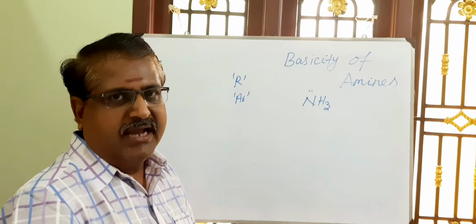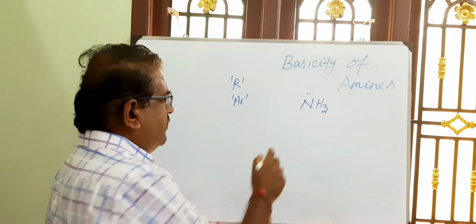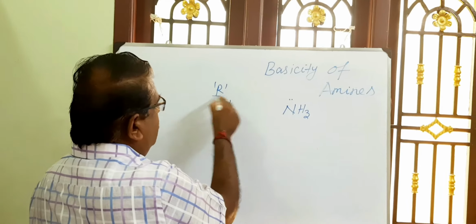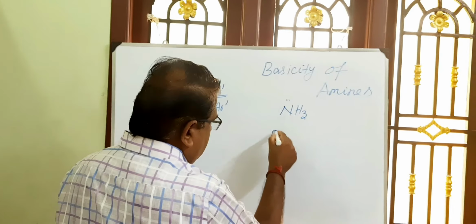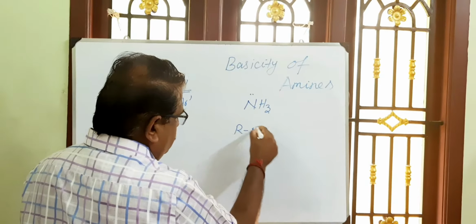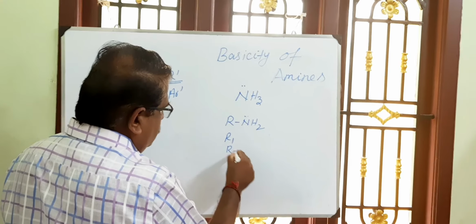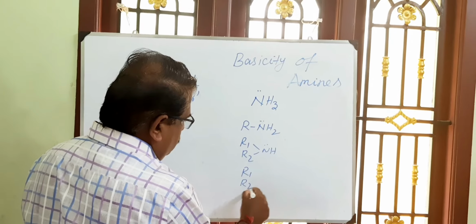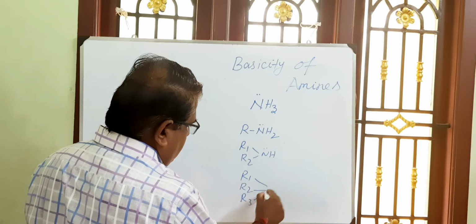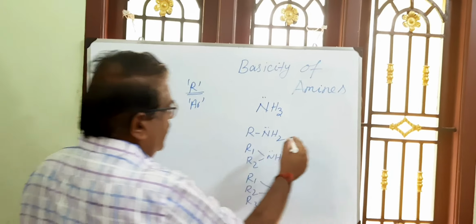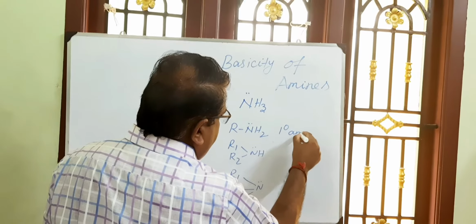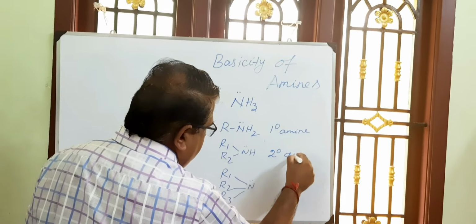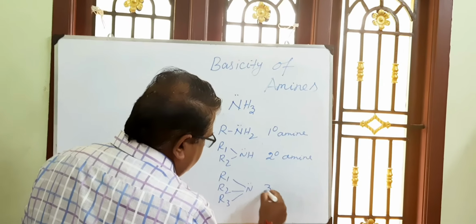First we will discuss alkyl amines. In alkyl amines, one proton or more than one proton will be replaced by R groups. So the amines are RNH2, R1R2NH, and R1R2R3N. The first one is called a primary amine, the second one is called a secondary amine, and this is a tertiary amine.